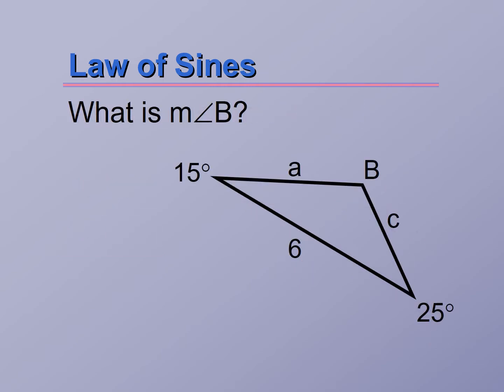So when we use the law of sines, don't forget that if you're trying to find a missing angle, and we're already given 2 different angles, to find the third angle, all we have to do is subtract from 180, because all angles add up to 180. So in this case, angle B would be 140, because 180 minus 15 minus 25 is 140.